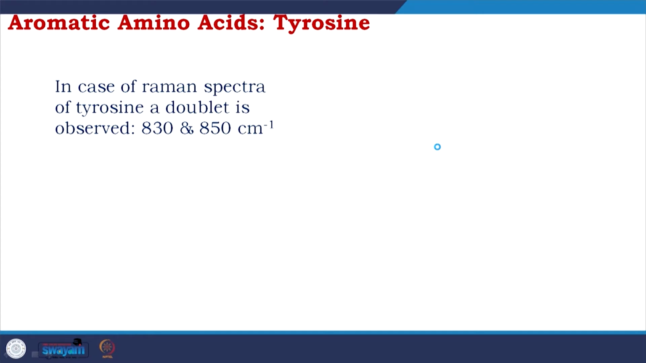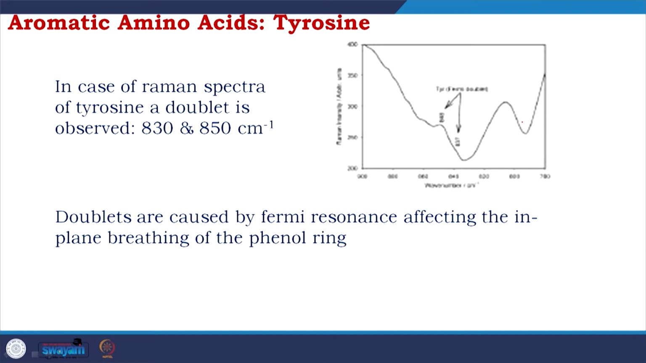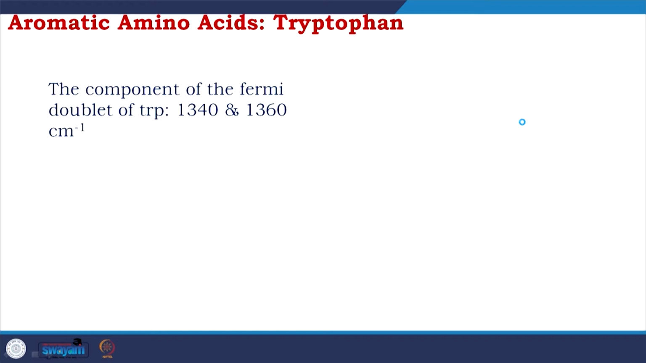Tyrosine, in case of Raman spectra of tyrosine, a doublet is observed at 830 and 850 centimeter inverse. You see this doublet. The doublets are caused by Fermi resonance affecting the in-plane breathing of phenol rings. The intensities of these two bands depend on the hydrogen bonding condition of the phenol side chain. So, you could detect the state in which the phenolic proton is present.